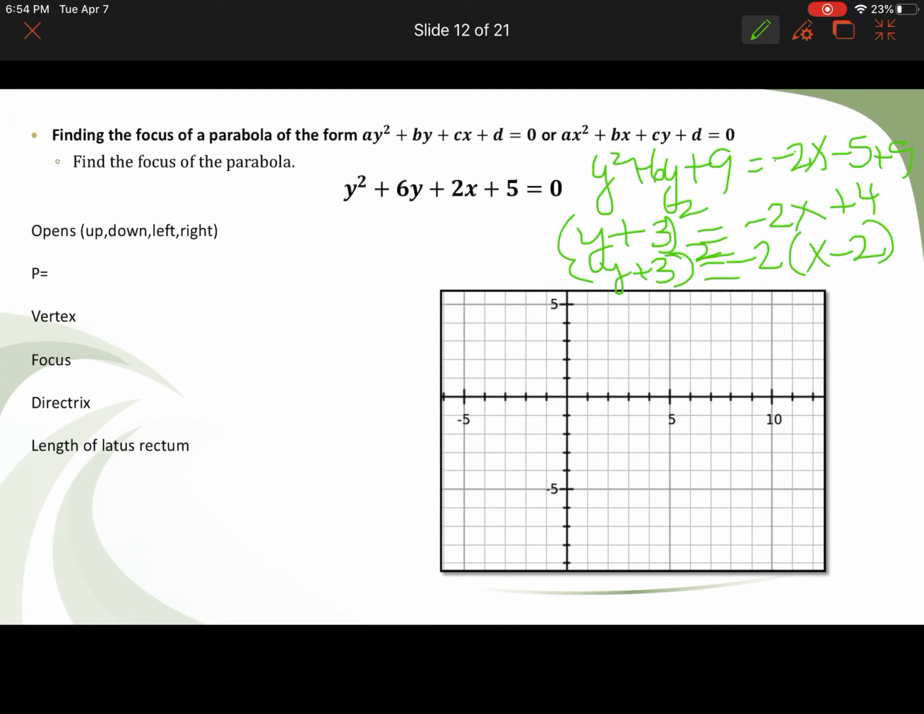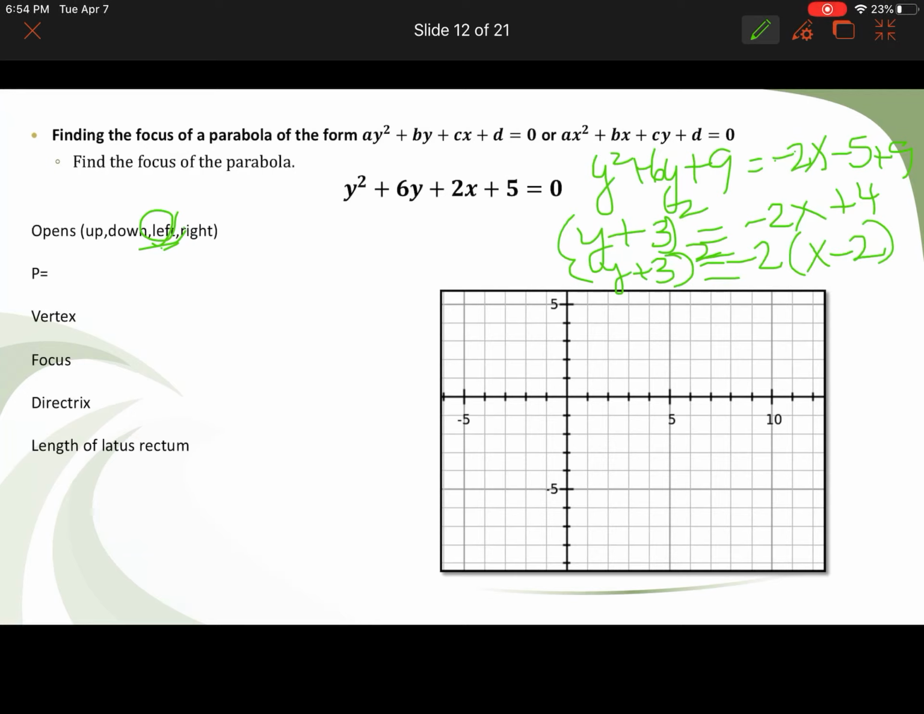Okay, if you can read that. So, does it open up or down, left or right? Because the y is the one that's squared, we know it's either left or right, and because the 2 is negative, we know it's to the left. So it's to the left.